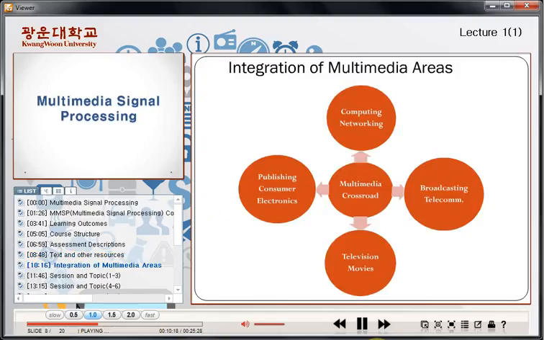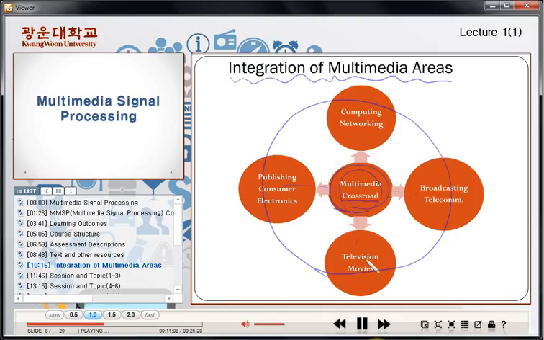Okay, I'd like to introduce you to some interesting topic. So, integration of multimedia areas. This picture shows an integration of different multimedia areas. Here, the center represents a multimedia crossroad. And so you can see that these four areas can be joined through the multimedia crossroad in the center. This means that one area can be transferred to another area through the multimedia crossroad.